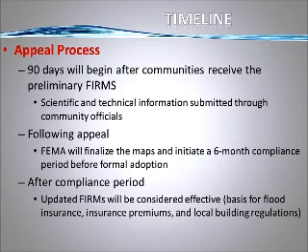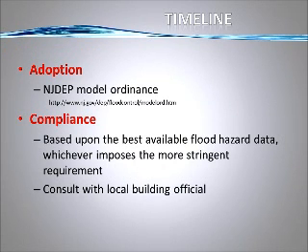As I said before, you'll have 90 days for the appeal process. If you have an appeal, you have to supply scientific and technical information, which is submitted through community officials. Following the appeal, FEMA will finalize the maps and initiate a 6-month compliance period before the formal adoption of the maps. Once the compliance period is up, the updated FIRMs are considered your new effective flood insurance rate maps.